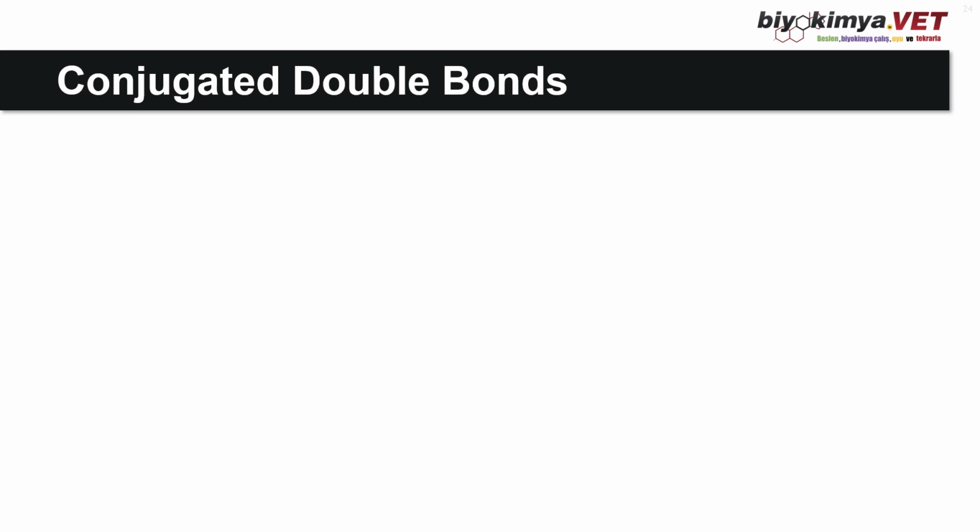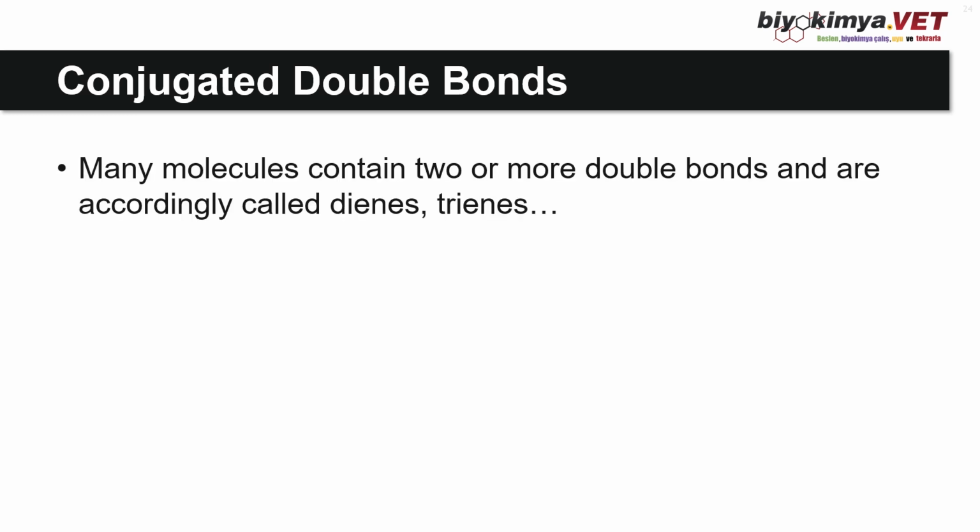After understanding hybridization, let's continue with conjugated double bonds. Many molecules contain 2 or more double bonds and are accordingly called dienes and trienes. Here is the ene. The "ene" is a suffix to represent that there is a carbon-carbon double bond, and the prefixes di and tri represent the number of double bonds, which means di means 2, tri means 3, for 4 we use tetra, and 5 penta, and so on.